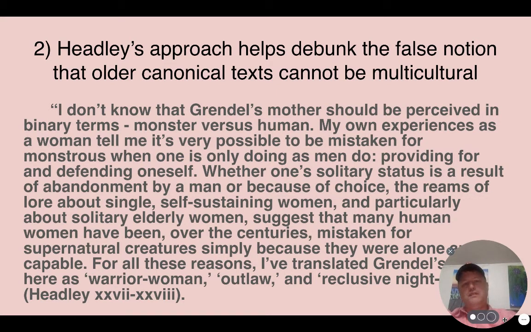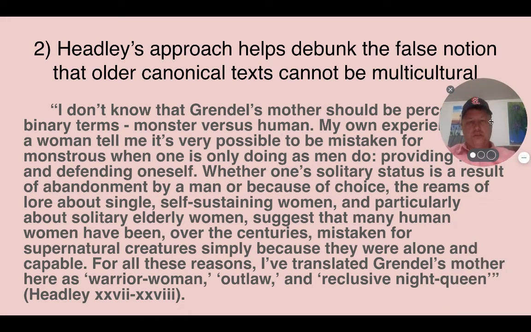Whether one's solitary status is the result of abandonment by a man or because of choice, the reams of lore about single self-sustaining women, and particularly about solitary elderly women, suggest that many human women have been, over the centuries, mistaken for supernatural creatures simply because they were alone and capable. For all these reasons, I've translated Grendel's mother here as warrior woman, outlaw, and reclusive night queen."